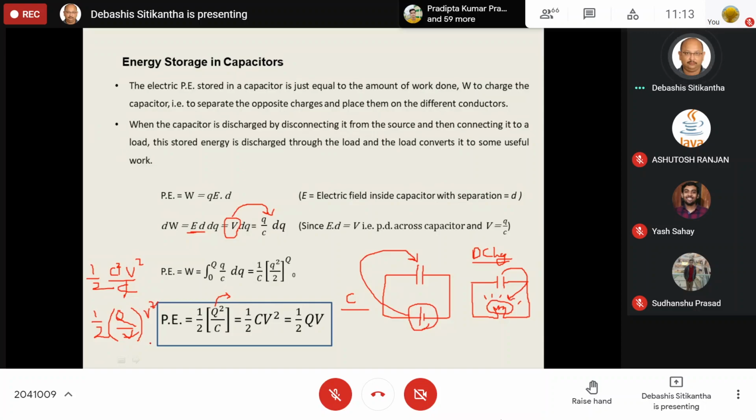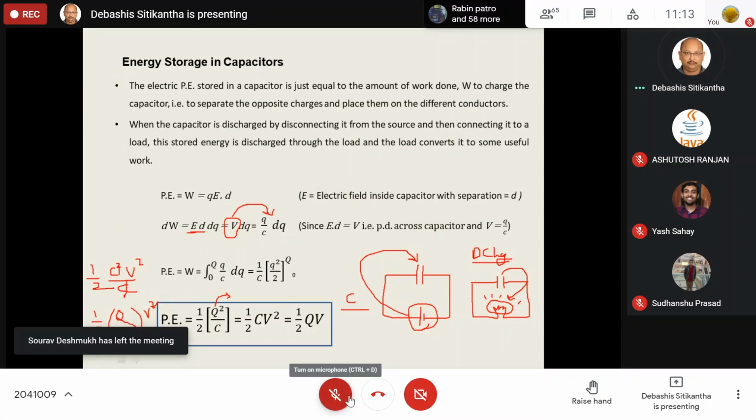So there are three expressions which give the expression for the potential energy, or simply the electrical energy, that is stored inside a capacitor after the capacitor gets completely charged. Is there any doubt? Yes? Shall we proceed further?